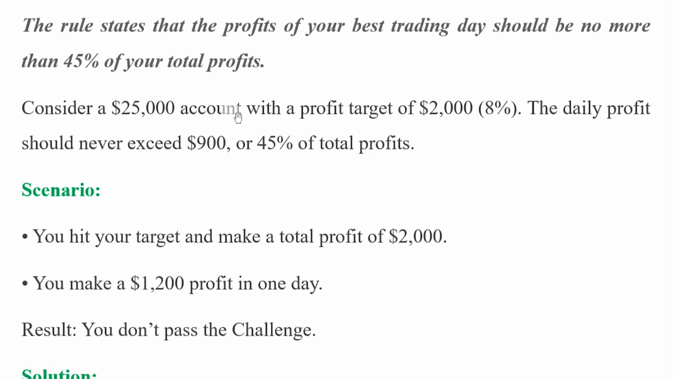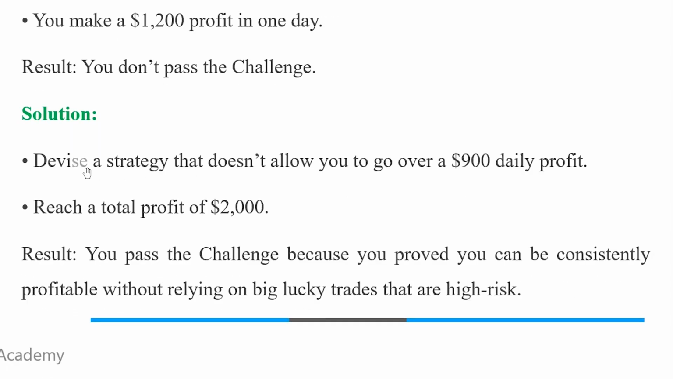So what you're expected to do is this: when you see your target as $2,000, and you see your consistency as 45%, and you check the equivalent in dollars, as your trade begins to move in profit, make sure you close your trade before it gets to $900. That is a simple way to avoid breaching your account. And that is what is stated here.